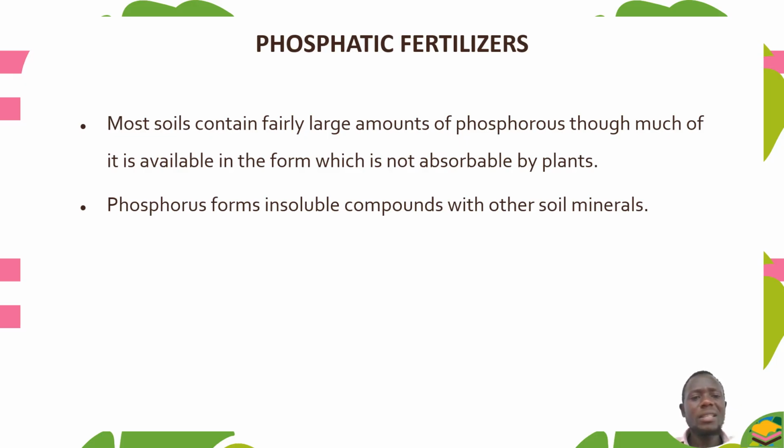Normally, most soils contain a large amount of phosphorus, though the phosphorus found in the soil is available in a form which cannot be absorbed by plants. Most soils have got phosphorus, but the phosphorus available in the soil cannot be absorbed by the plants. Phosphorus forms insoluble compounds with other minerals. That's why that phosphorus cannot be absorbed by the plants.